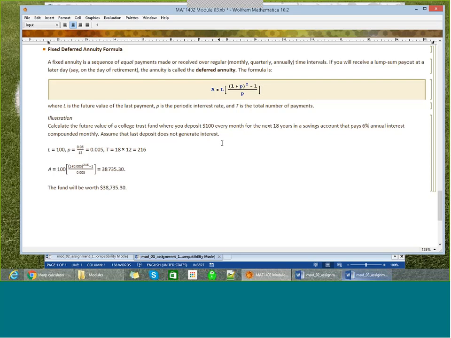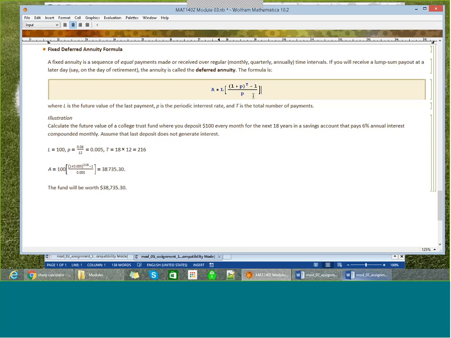So let's do an example. If you're asked to figure out the annuity, it's typically the future value. So, the future value of a college trust fund where you deposit $100 every month for 18 years. Let's say the interest pays 6%, and the interest is compounded monthly. Assuming the last deposit does not generate interest because it's the very last payment, there's no time to generate any kind of interest at that point. What would be the future value of this annuity?